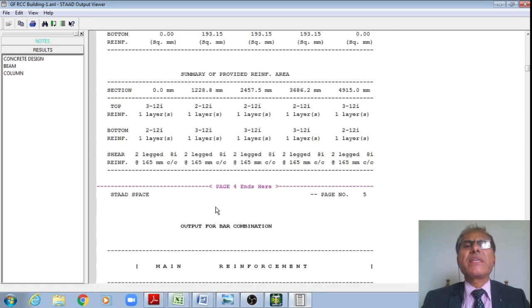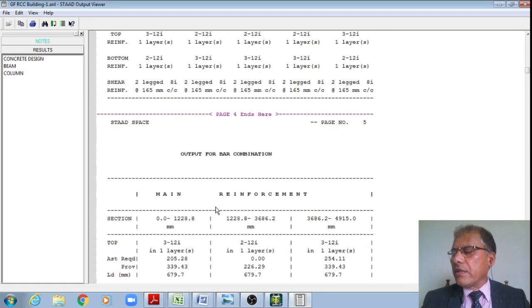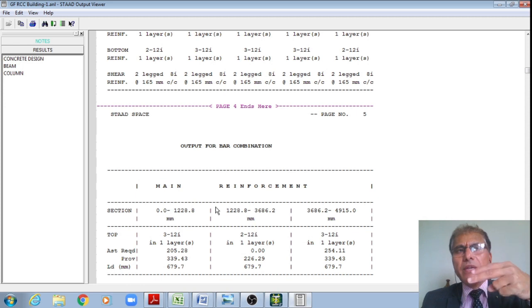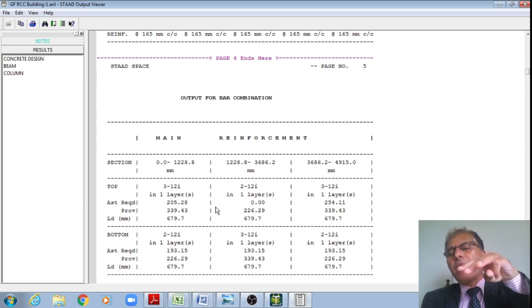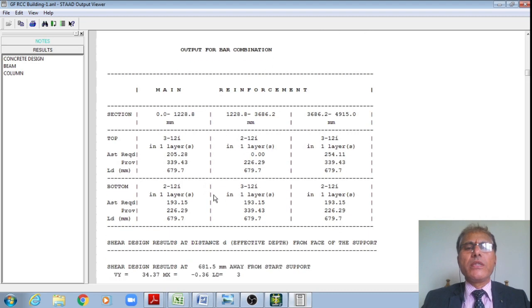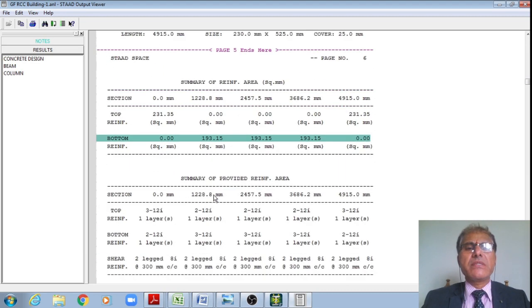whereas here in the previous case it required 193. Therefore, 193 divided by 113 is 1 point odd value, or say 2 12 mm, or even you can provide 3 12 mm dia as the bottom steel, both. Now I'll prefer to provide 3 12 mm as a top steel as well as the bottom steel. However, manually also I got the same result, right?